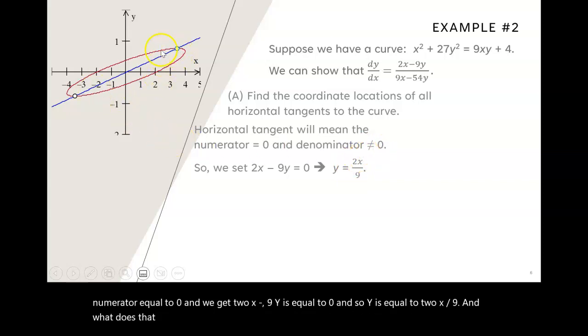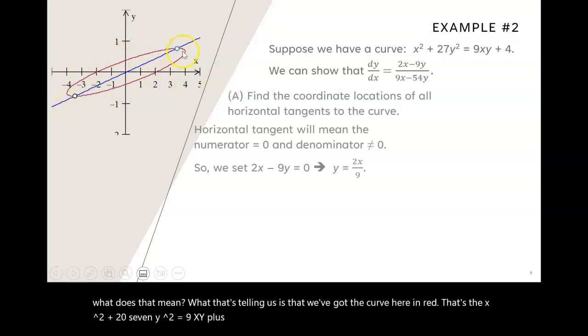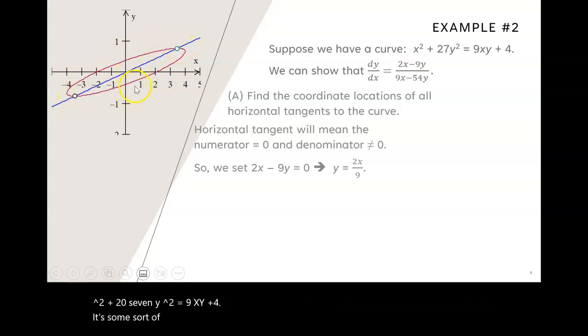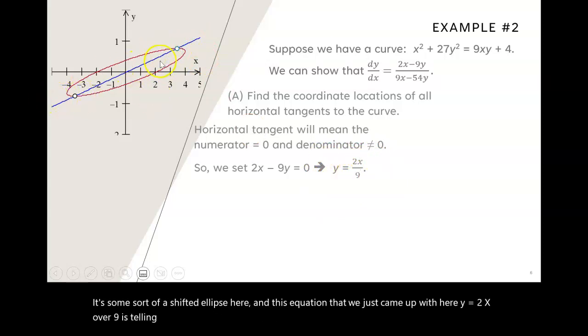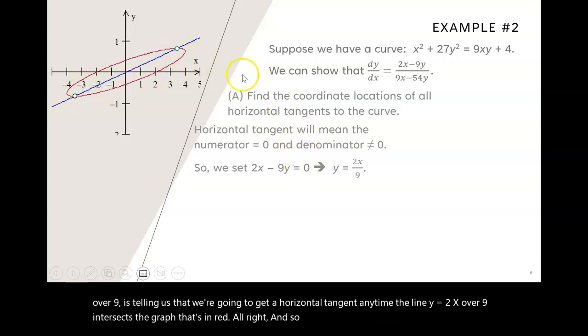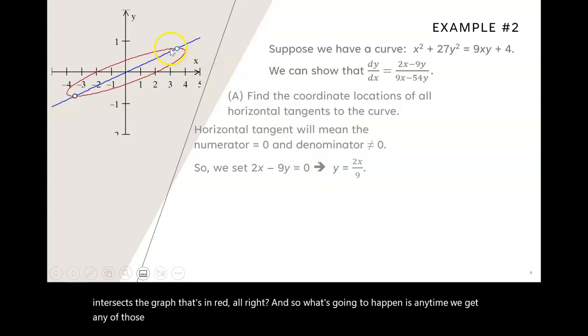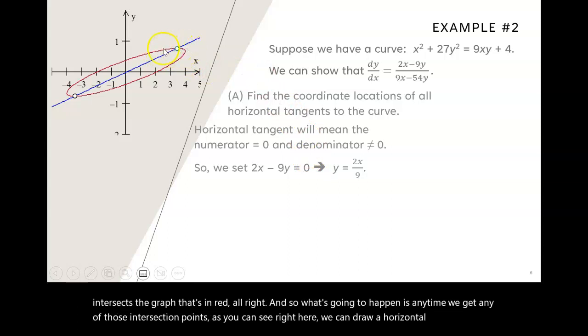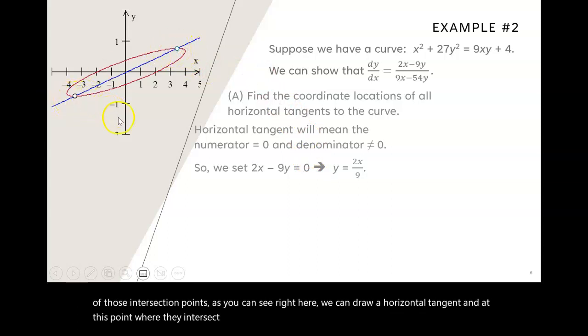What that's telling us is that we've got the curve here in red, that's x squared plus 27y squared equals 9xy plus 4. It's some sort of a shifted ellipse here. And this equation that we just came up with, y equals 2x over 9, is telling us that we're going to get a horizontal tangent anytime the line y equals 2x over 9 intersects the graph that's in red. All right, and so anytime we get any of those intersection points, as you can see right here, we can draw a horizontal tangent. And at this point where they intersect, we're going to get our two horizontal tangents.